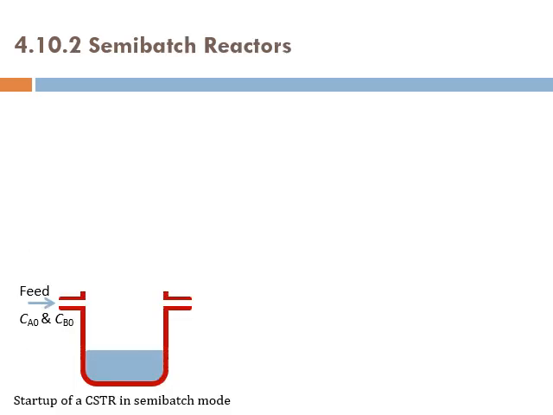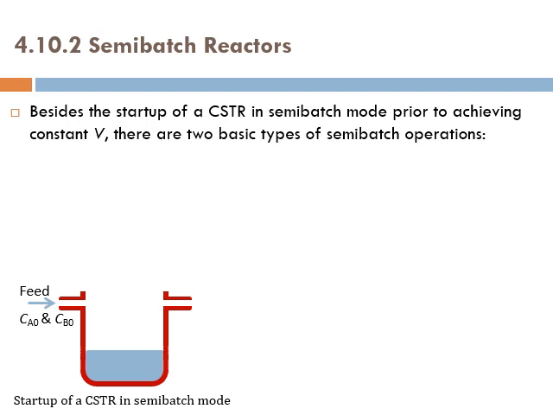Okay, so that was about the startup of a CSTR with constant volume. Now we're going to talk about the semi-batch reactor. Besides the startup of a CSTR in semi-batch mode, prior to achieving constant V, there are two basic types of semi-batch operation. We're not talking about the startup of a CSTR with no exit, which is a semi-batch operation. No, we're talking about intended semi-batch operation itself.